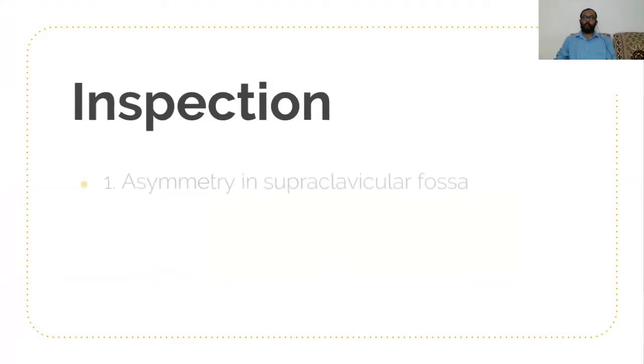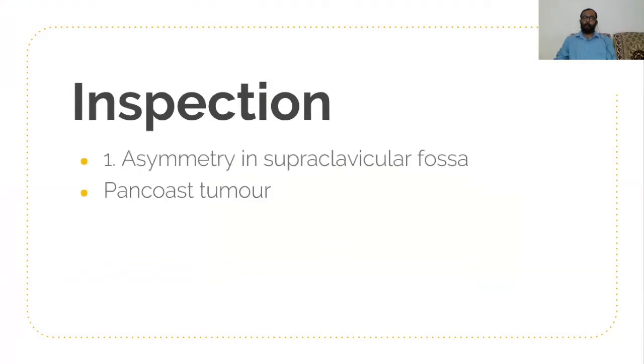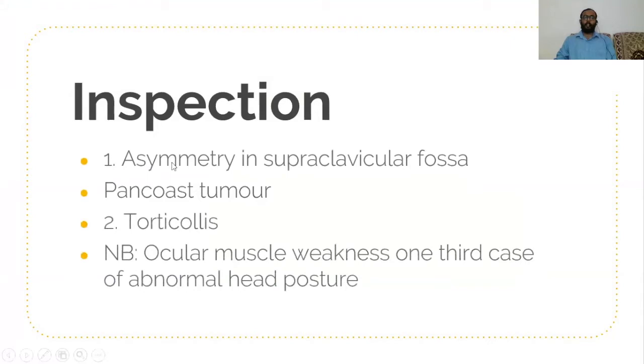Coming to inspection of the cervical spine, undress the patient up to the waist and initially check whether there is asymmetry in the supraclavicular fossa by comparing both sides. It occurs due to Pancoast tumor, a tumor occurring in the apex of the lungs. Check whether there is torticollis, and the most important thing regarding inspection is that one third of cases of abnormal head posture are due to weakness of ocular muscles, which shall be referred to an eye specialist for detailed examination.